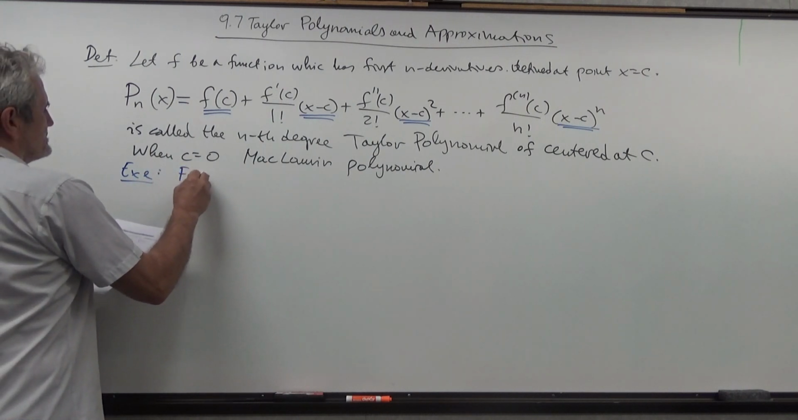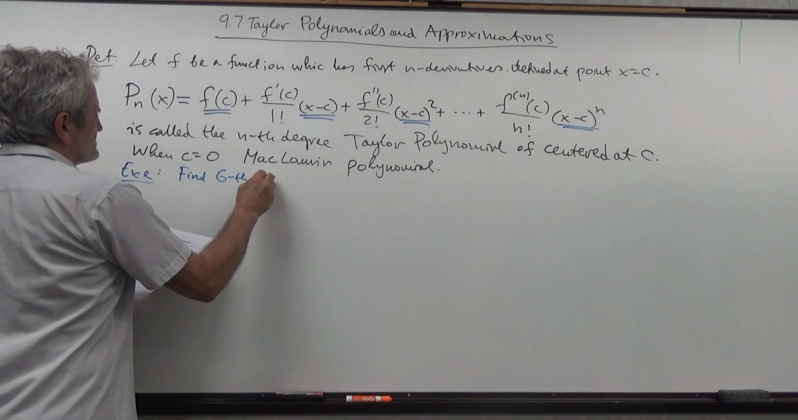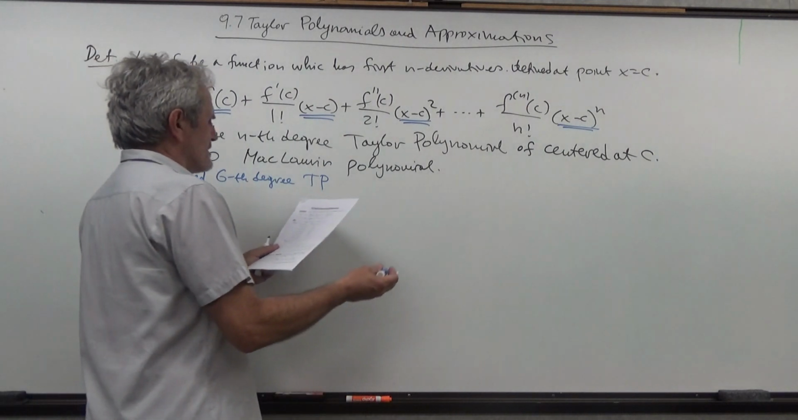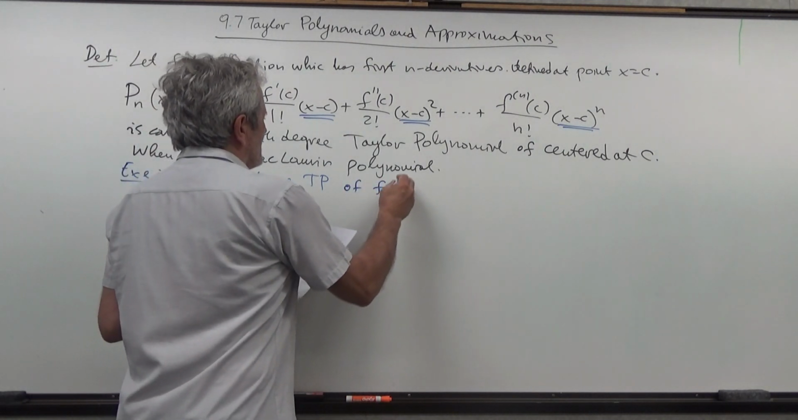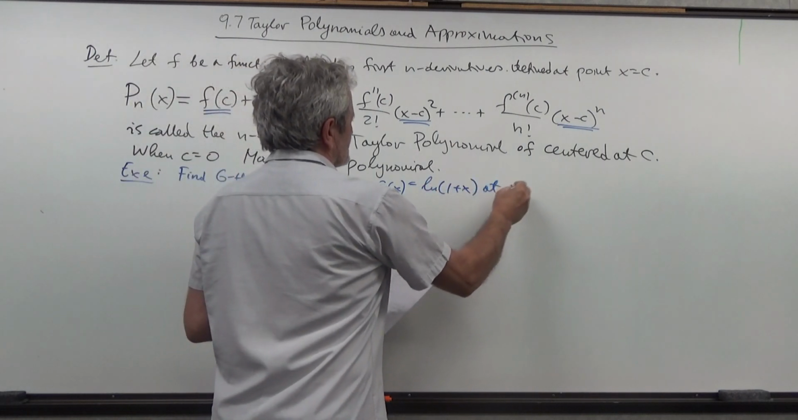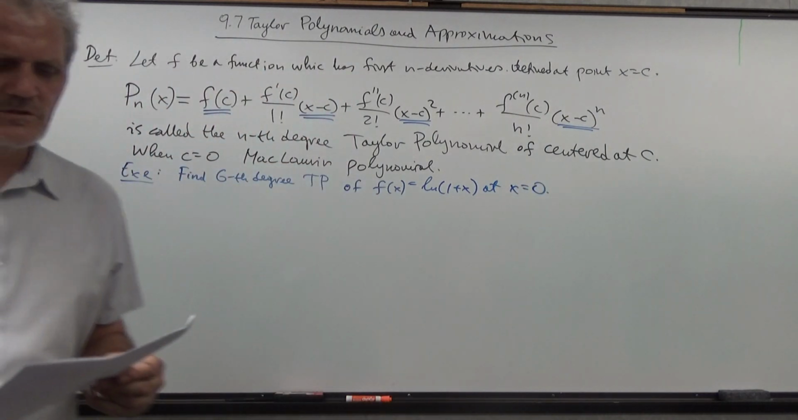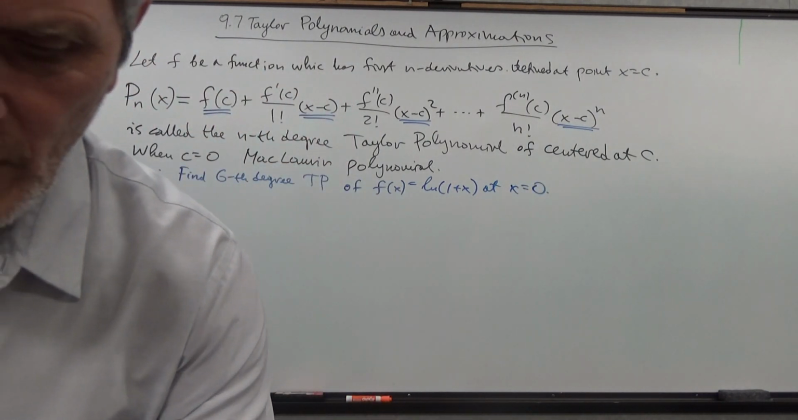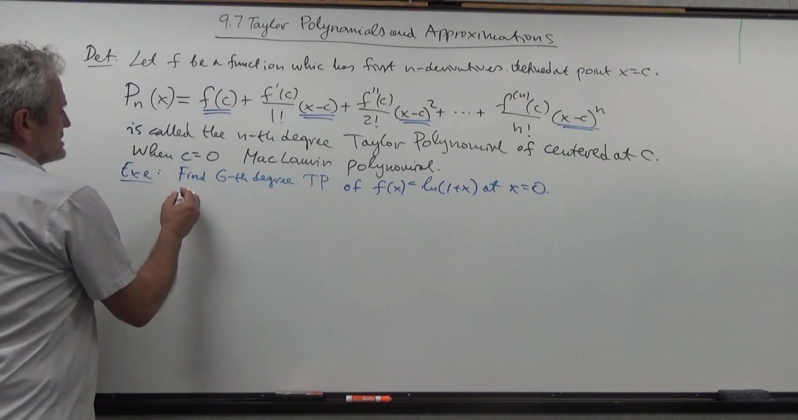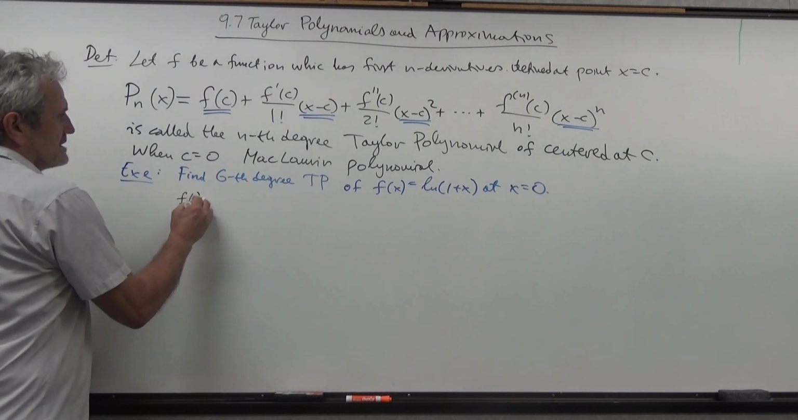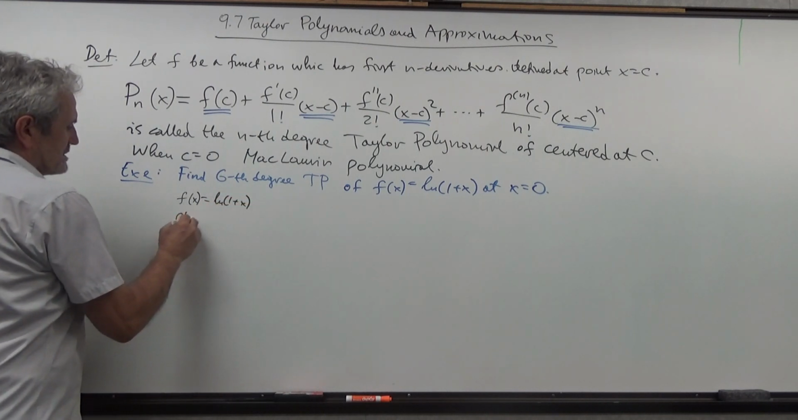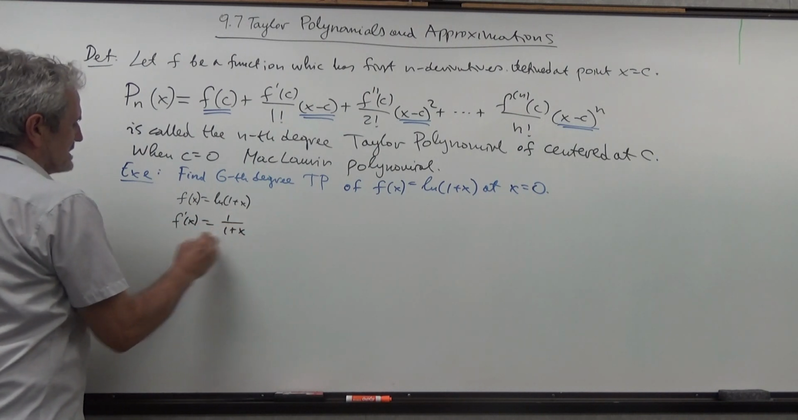Find the 6th degree Taylor polynomial of f of x equals ln of 1 plus x at x equals 0. So it's a Maclaurin polynomial. So how does the process work? We calculate the derivative functions and the derivatives. So f of x is ln of 1 plus x. And then we calculate the first derivative, which is 1 over 1 plus x.